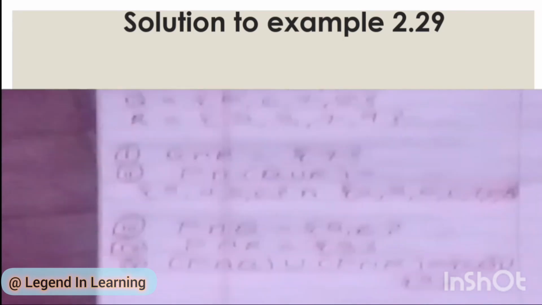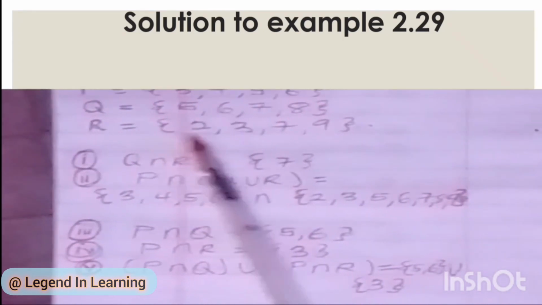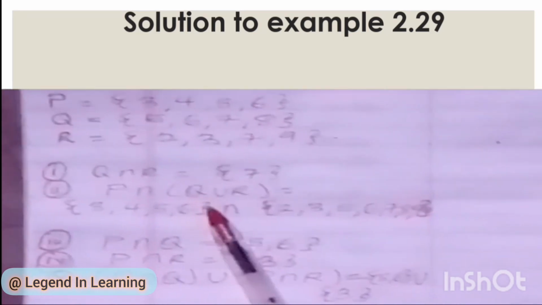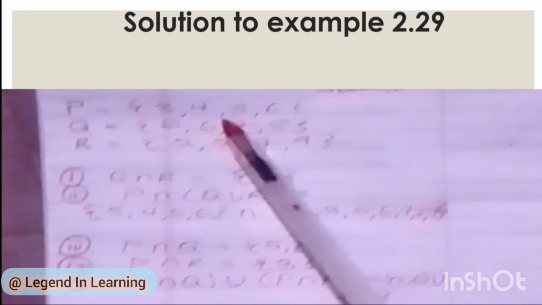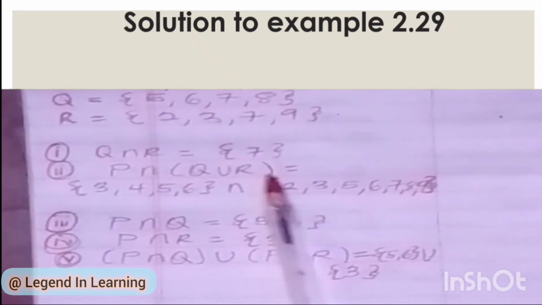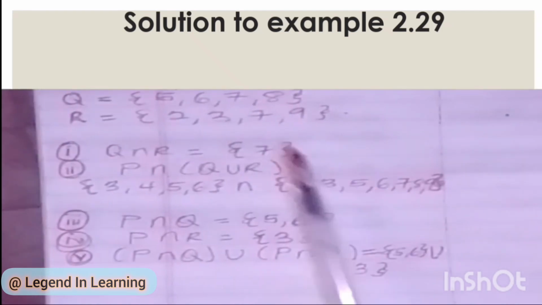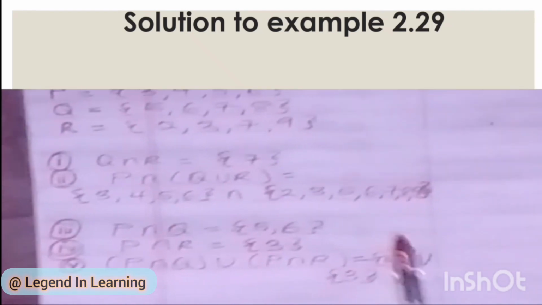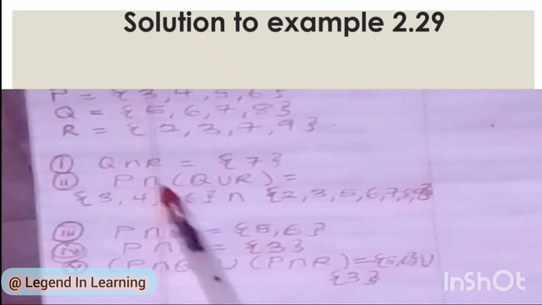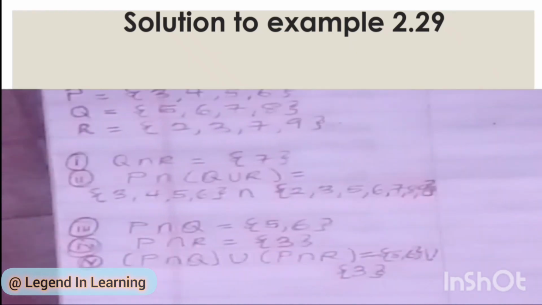So Q intersection R: we have Q and we have R. Any members found in both is the intersection, and we can find 7 and 7 there. And we are to look for P intersection Q union R. So you first look for the one in the bracket, and this is what we have because we combine them. Then you find the intersection between the elements of P, and you get your answer.